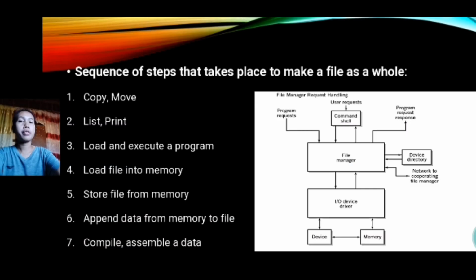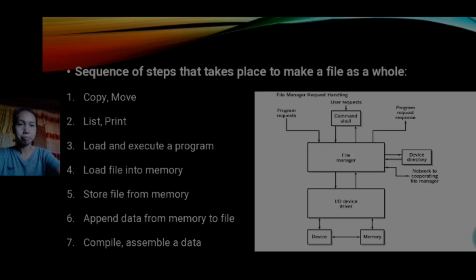So we have here the sequence of steps that takes place to make a file as a whole. First, we have copy, move. Second, we have list, print. Third, load and execute a program. Fourth, load file into memory. Fifth, store file from memory. Sixth, append data from memory to file. And last, compile, assemble data.